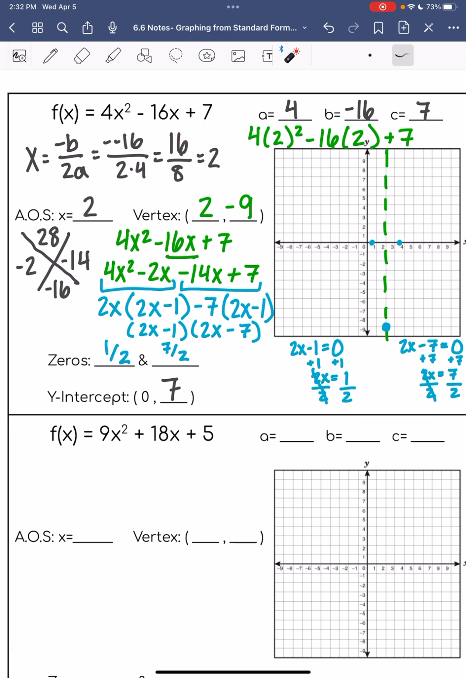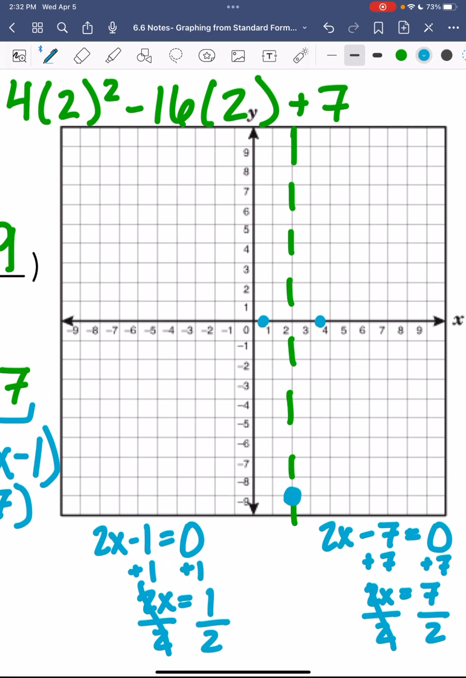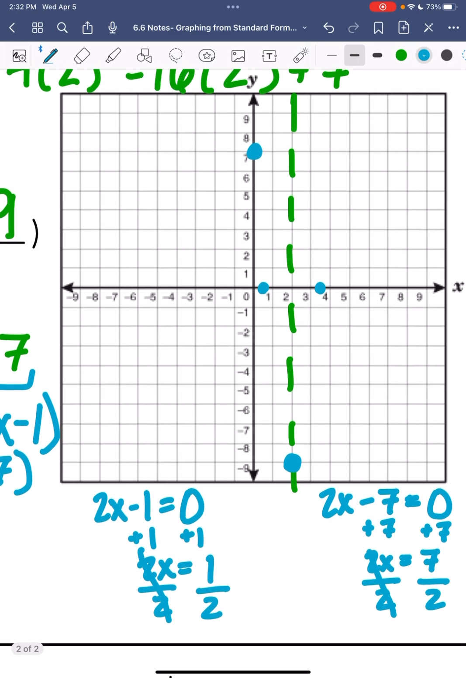So I can go ahead and graph that up here at positive 7. And then I can also reflect that since it is 2 to the left. I go 2 to the right, and I can put a dot there.